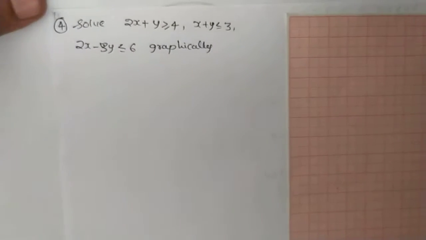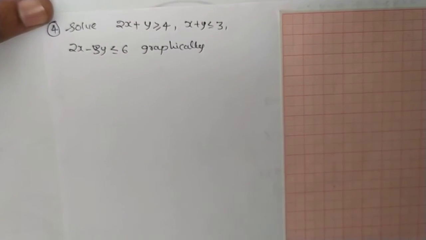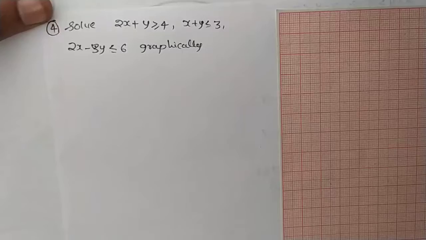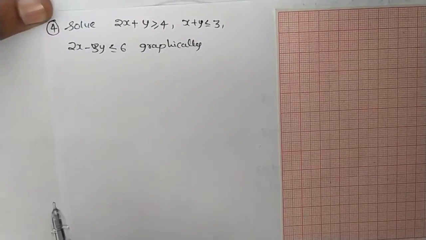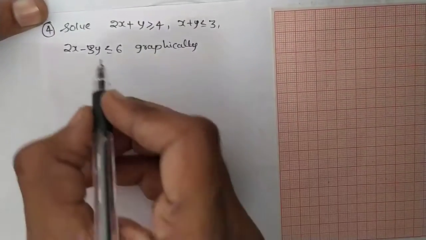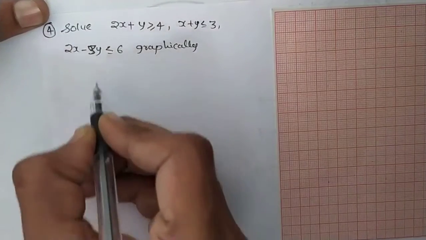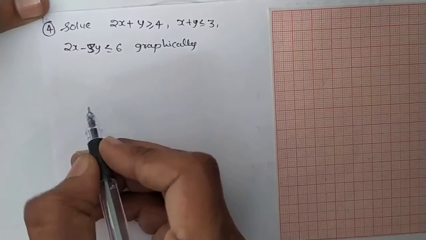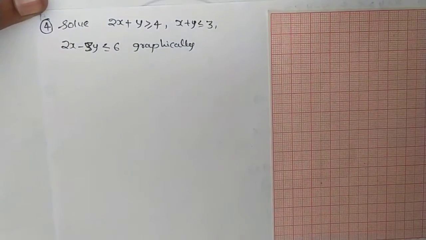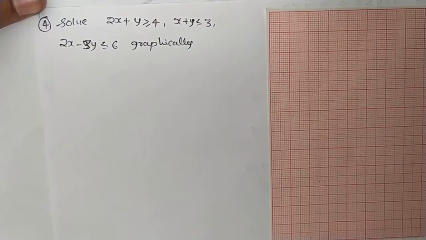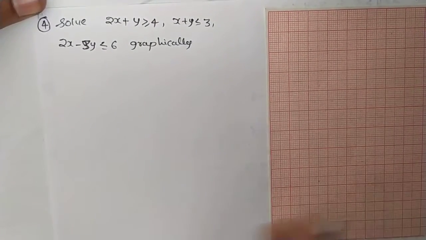Here we have the next question. Solve 2x plus y greater than or equals to 4, x plus y less than or equals to 3, 2x minus 3y less than or equals to 6 graphically. Here we have the 3 inequalities. We have to solve these inequalities in a graph.